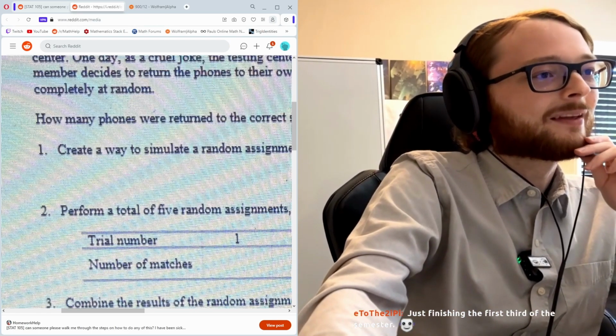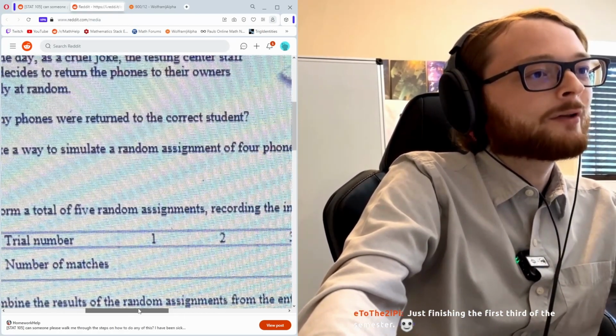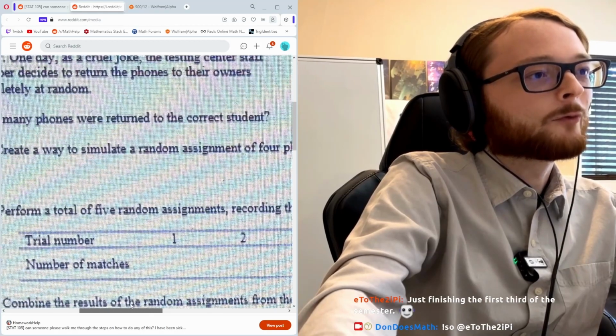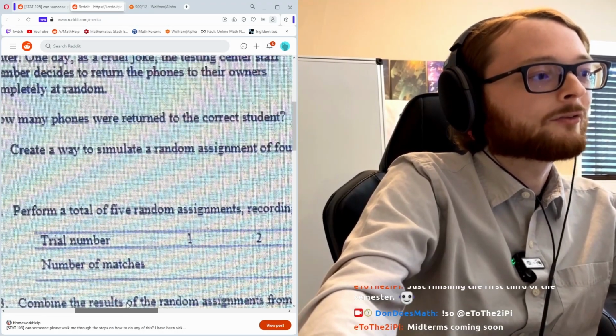But the first question is just create a way to simulate a random assignment of 4 phones to 4 students. And so I'm thinking more like practical.